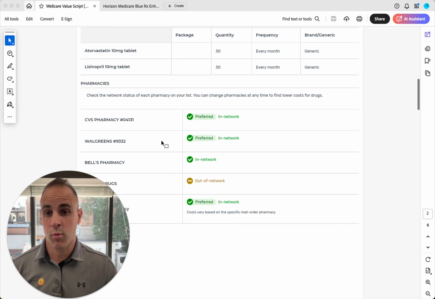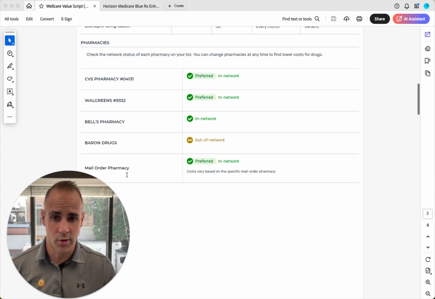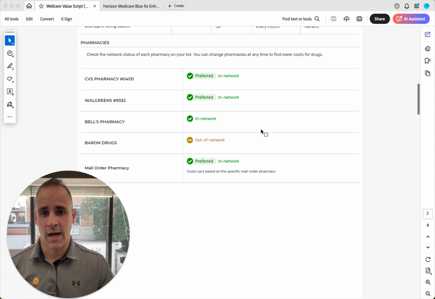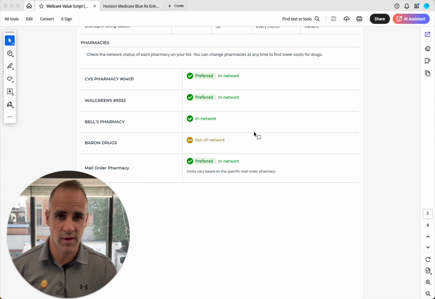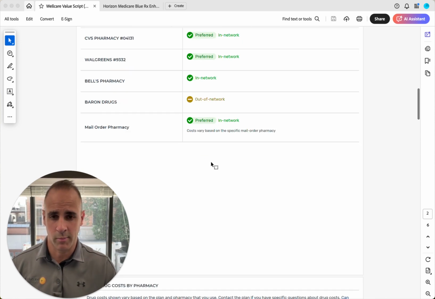The next section of the report shows the pharmacies. You can list up to 5 pharmacies. So these are the pharmacies and the mail order. You'll see which are preferred, which are in network or out of network. You want to try to use a preferred pharmacy if you can, just because they'll have the lowest copay for your medications with the plan.